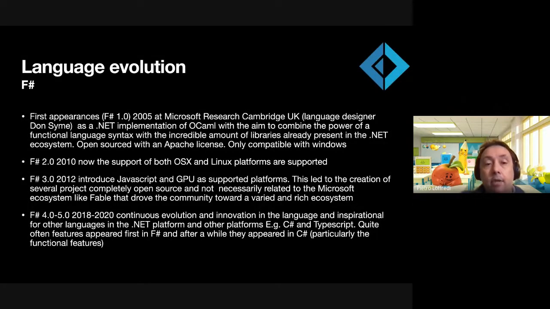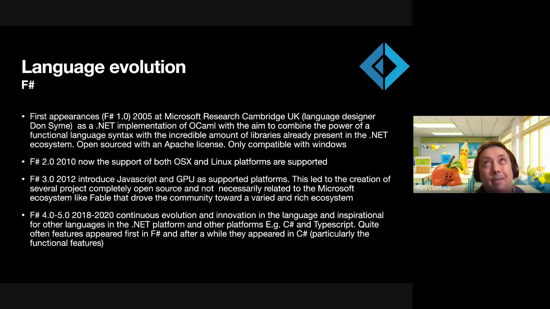Essentially it is a .NET implementation of OCaml, and the aim of the language is to combine the power of a functional language with the incredible amount of libraries already present in the .NET ecosystem. It was open sourced with an Apache license, a very permissive license, and at the time was only compatible with Windows.